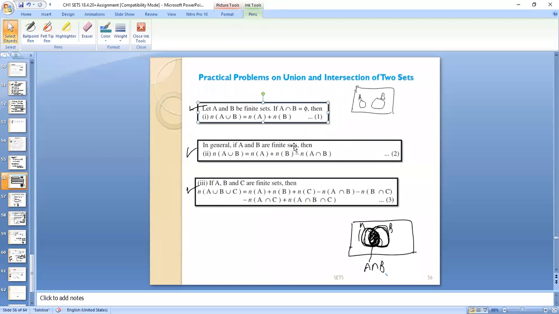Now you have to do these practical problems on union and intersection also, right? Three important formulas. You have to read the statement, analyze it, and then you have to practice it.